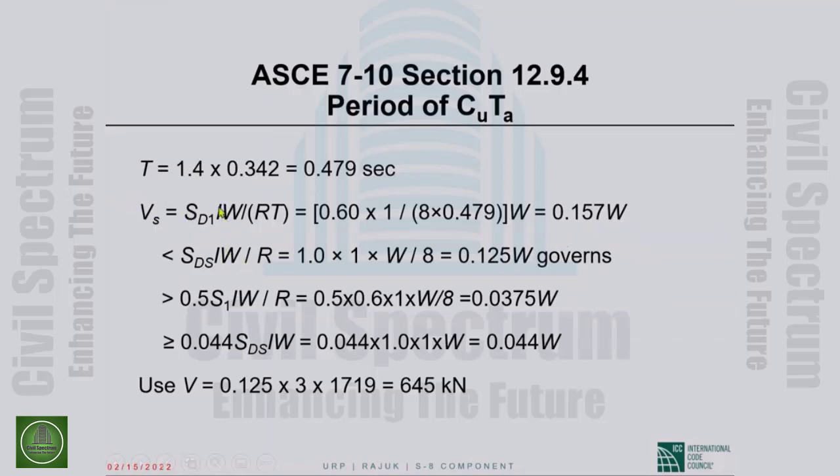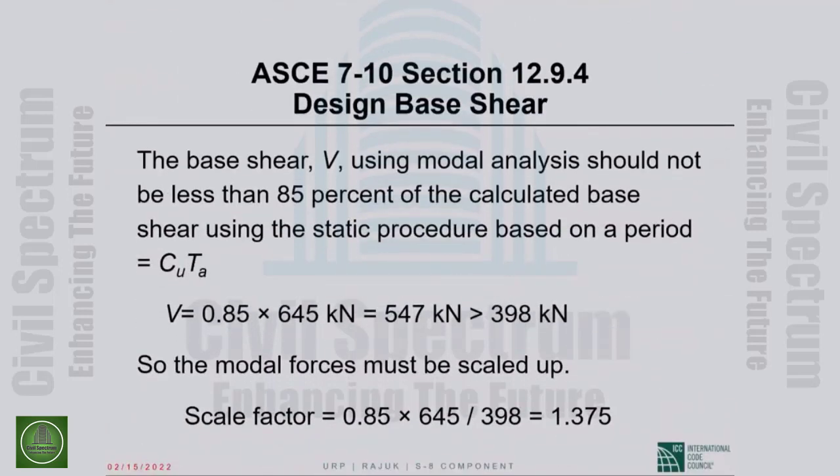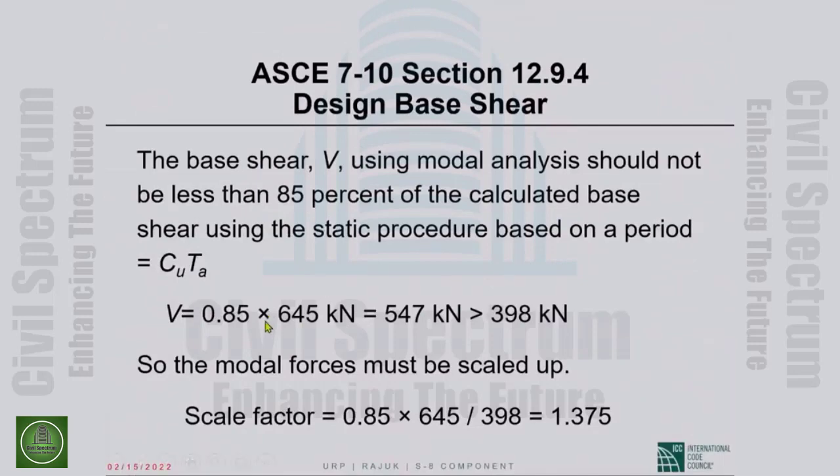Okay, so based on that period, C sub U, T sub A, the static base shear comes to 0.157W by that formula. The upper bound is 0.125W, so that governs. The minimums do not govern. So our static base shear is 0.125 times the 5157 number, which is 645 kilonewtons of static base shear.